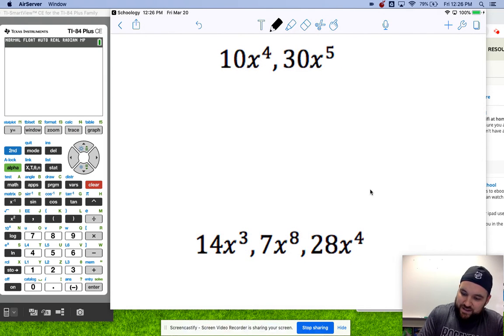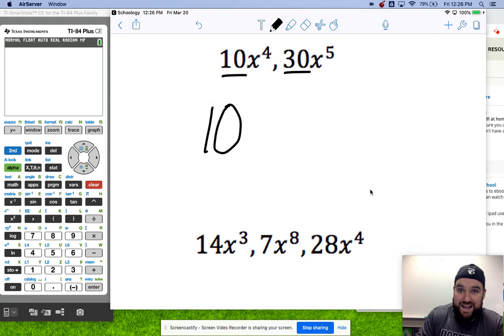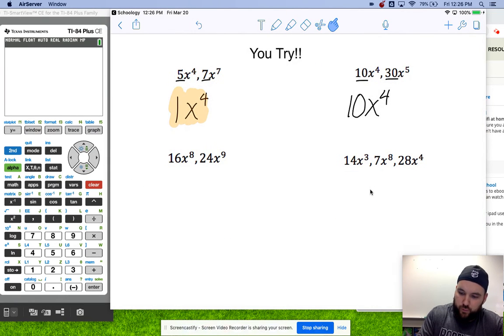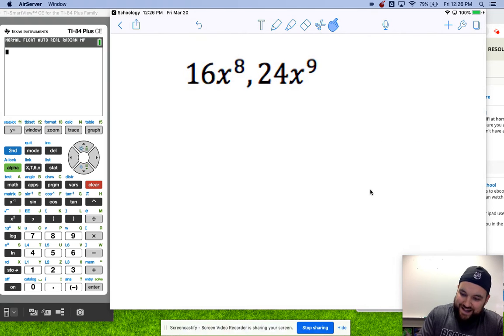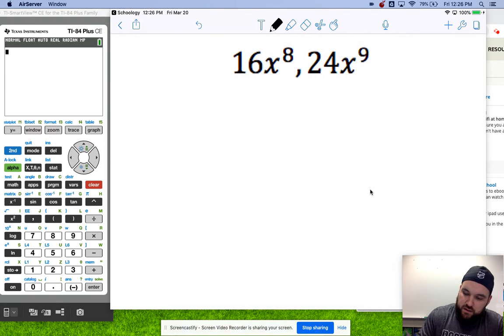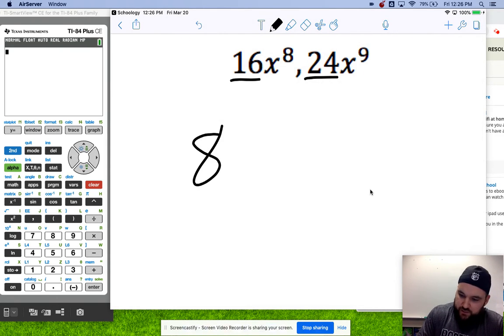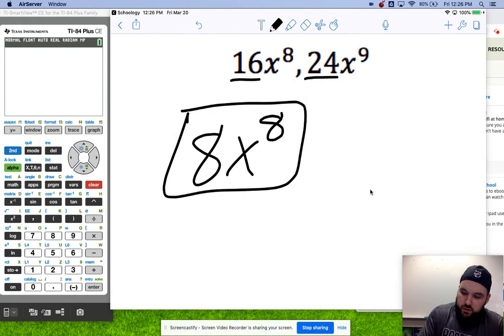Okay, 10x to the 4th and 30x to the 5th. 10 and 30 can both be divided by 10, and that's the greatest common factor. And then I have 4 x's that I can take from both terms. So 10x to the 4th would be my GCF there. Here, 16x to the 8th and 24x to the 9th. 16 and 24 can both be divided by 2, by 4, and by 8. So I'm going to use 8 as my GCF. Then I have x to the 8th and x to the 9th, so we're going to use that smaller power of x to the 8th power.